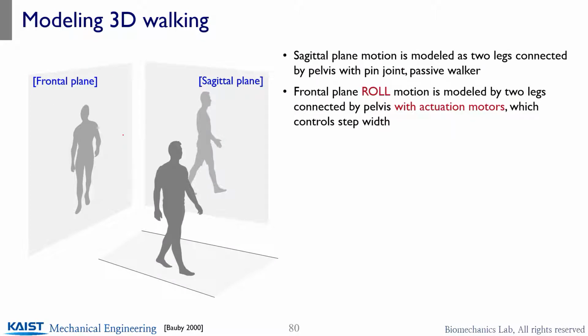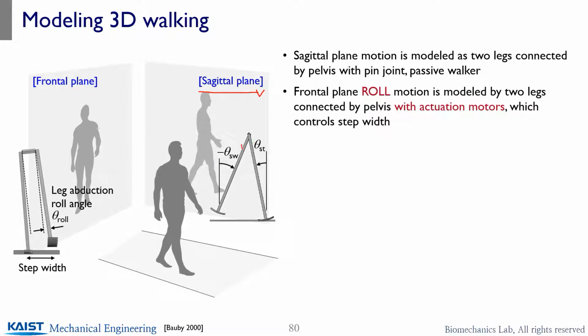Okay, let's work on the 3D model then. So far we've been so familiar with the modeling for the sagittal plane. In the sagittal plane, it is simply a two-legged passive walker joined at a pin joint. Okay. For the frontal plane, left and right side, the medial-lateral side, there is roll displacement. Okay, so those are leg abduction, this way and this way. And there are torques applied at the pelvic joint, okay? That's the sensory feedback we assume in this chapter.